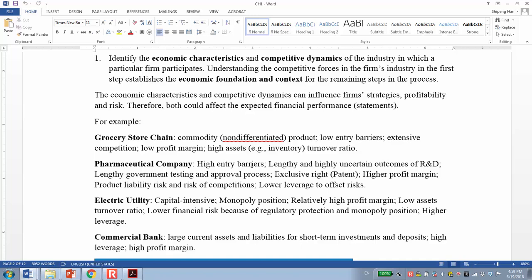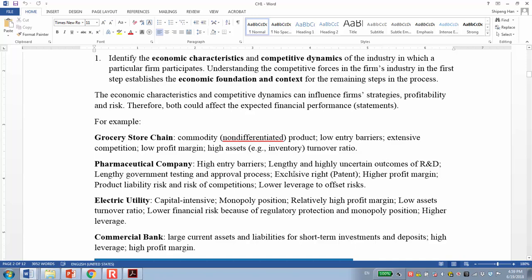And we know pharmaceutical companies' outcome of research and development is uncertain. So it is highly risky. For example, maybe 1 out of 10 drugs could be successful and approved by the government to be sold. Because of this, there are not as many pharmaceutical companies as grocery stores.